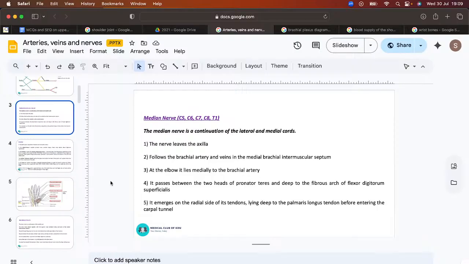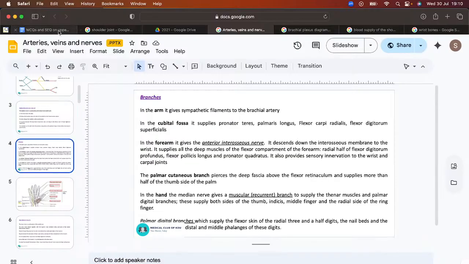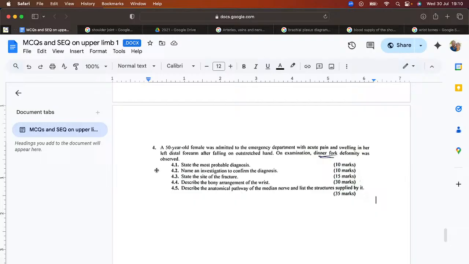Okay, so you know that each nerve, once it crosses the arm to go into the forearm, will pass through certain muscles, like the ulnar nerve through the flexor carpi ulnaris, the median nerve through the pronator teres in this case. Okay, and it passes underneath flexor digitorum superficialis. So if you know those keywords, that's enough for you to know the course of the pathway of the median nerve. And then list the structures supplied by it.